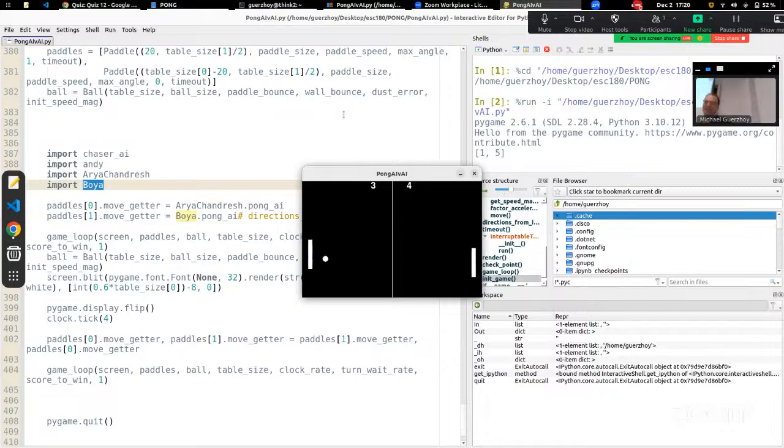Yeah, it accelerates every turn. Yeah. All right, that's interesting. Yes, I just made it accelerate every time a point is scored, it's faster, because otherwise it never ends.